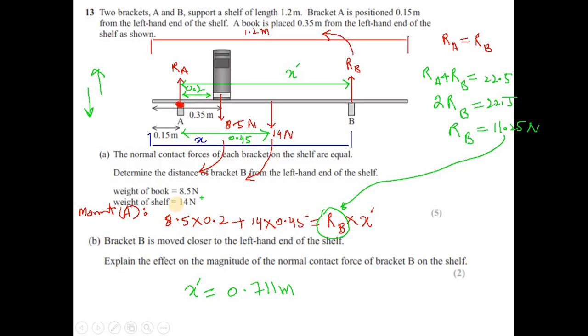This is not our answer because this is the distance from the contact force RB to the pivot, and we need to figure out the distance of the bracket B from the left hand. So the distance x would be equal to x dash plus 0.15, and it will give you the answer x is equal to 0.861, or round it off, 0.86 meter. That's how you can figure out the distance of bracket B.